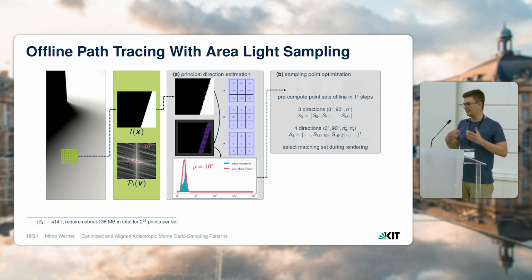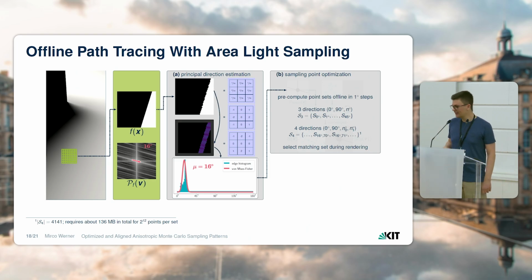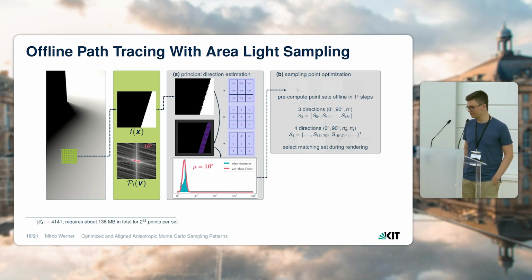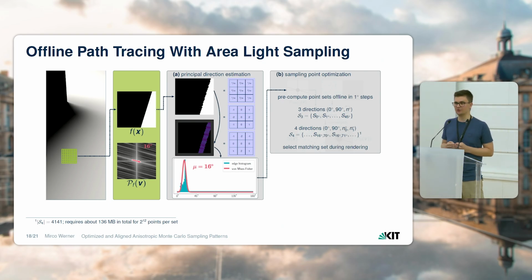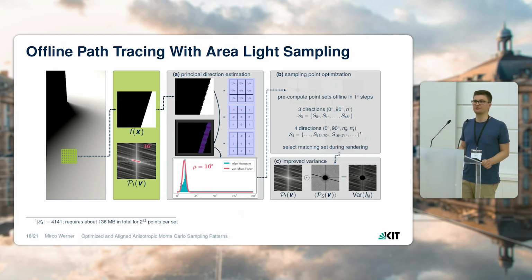So we have point sets which can match with, for example, 3 directions, so the horizontal, the vertical, and some arbitrary direction, and exploiting some symmetries, we only need a few of these sets. And then also with 4 directions, so 2 arbitrary directions. And as you can see there in the footnote, we still are able to upload this to a GPU, for example, when we render on the GPU. And then we can just select the matching set during rendering, apply some Cranley-Patterson rotation to that to decorrelate between pixels. And with that, we can then improve variance.